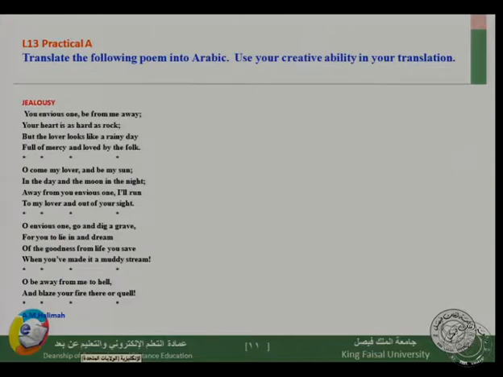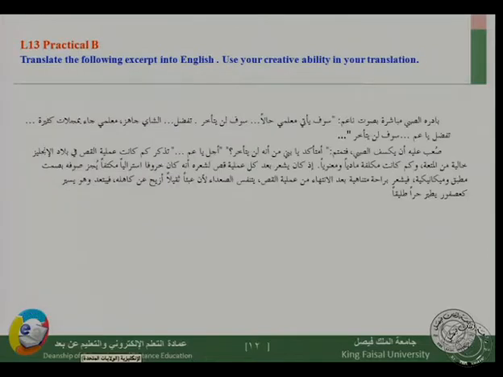This is a practical A, and it is about a poem. Again, I would like you to translate into Arabic and translate it into poetry, you know. So this is from English into Arabic, and then practical B, translate B from Arabic into English.